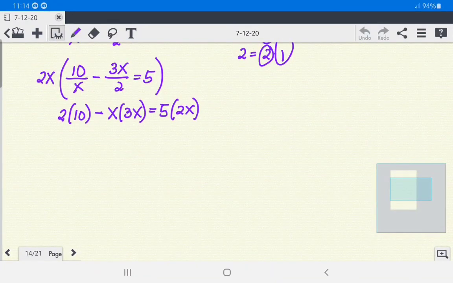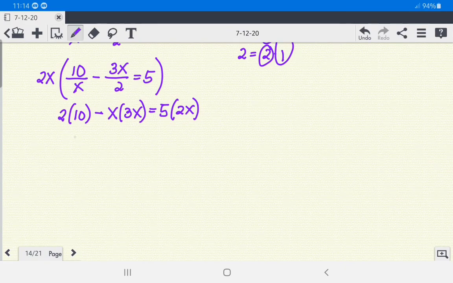You can write 2x times 5. Then, next, 2 times 10, we have 20. Then, minus x times 3x, we have 3x squared. Then, equals to 5 times 2x, we have 10x. Then, again, we're going to write this resulting quadratic equation in standard form.